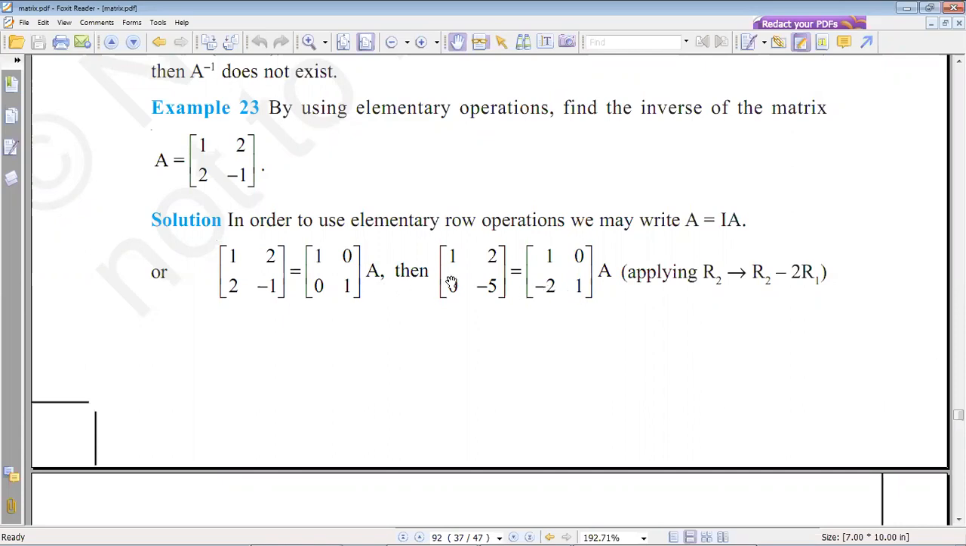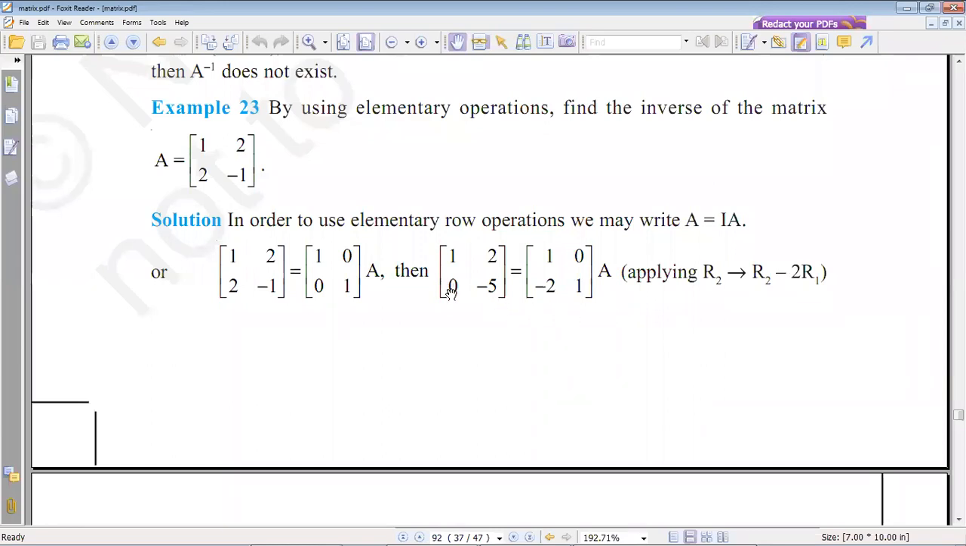So first thing is what? You have to make this matrix an identity matrix. So here you have to make this element equal to 0. So we are applying this operation: row 2 tends to row 2 minus 2 row 1.